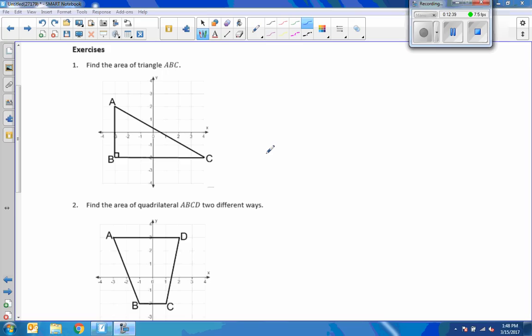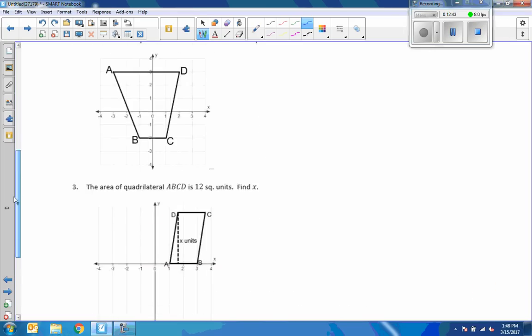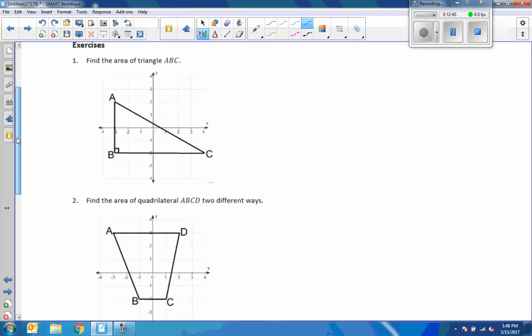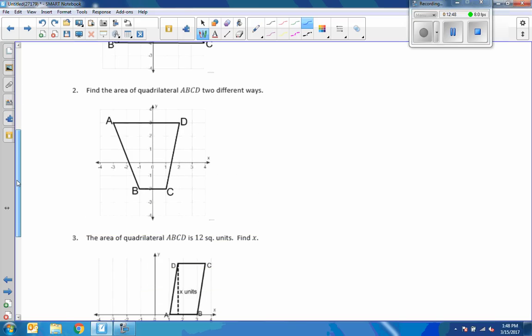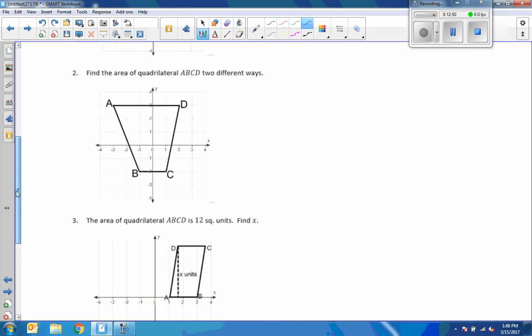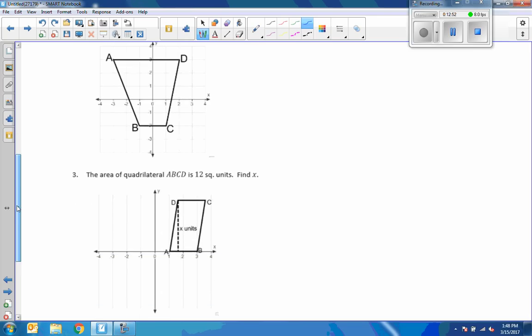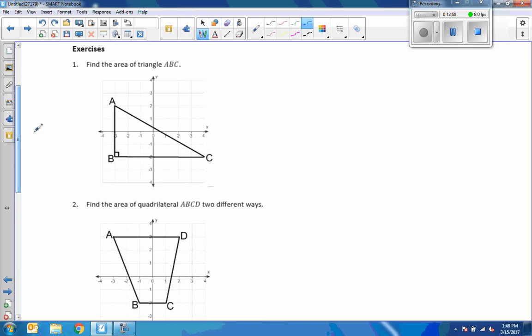Okay, so now we're on to the exercises. You're given a few diagrams here, these 3 diagrams. And it says to find the area of the triangle, find the area of the quadrilateral 2 different ways, and find the area of the quadrilateral. Or you're given the area, they want you to find the height. Okay, so try those 3 problems, pause the video, come back.